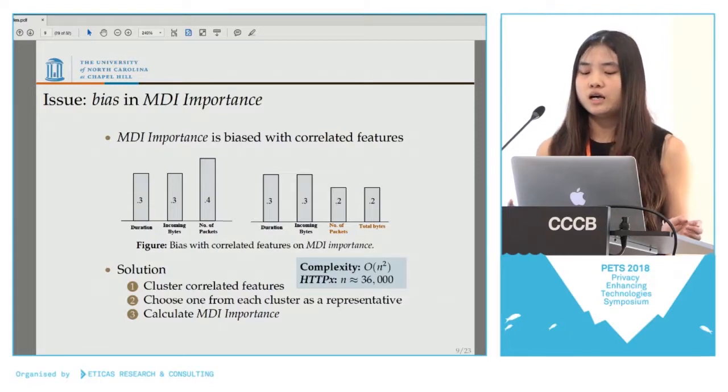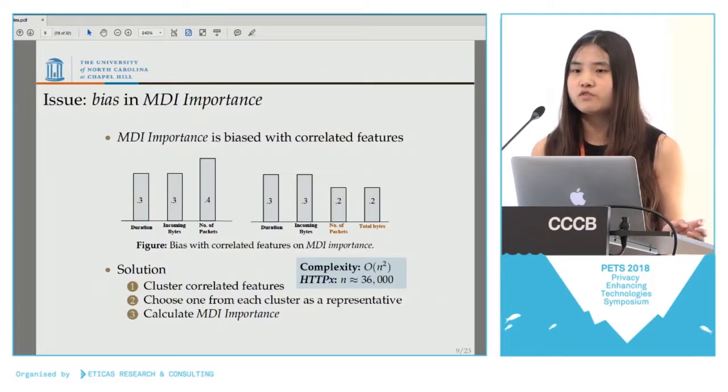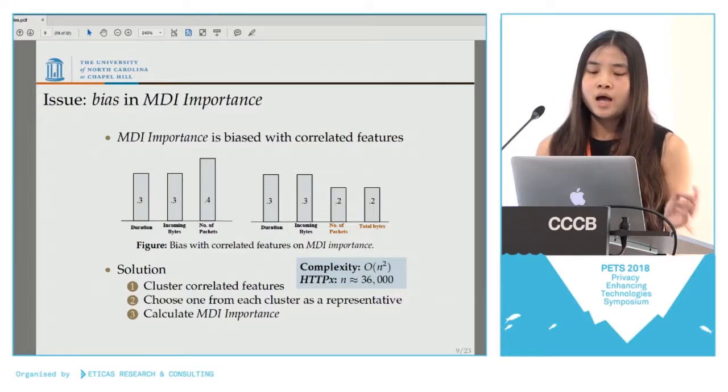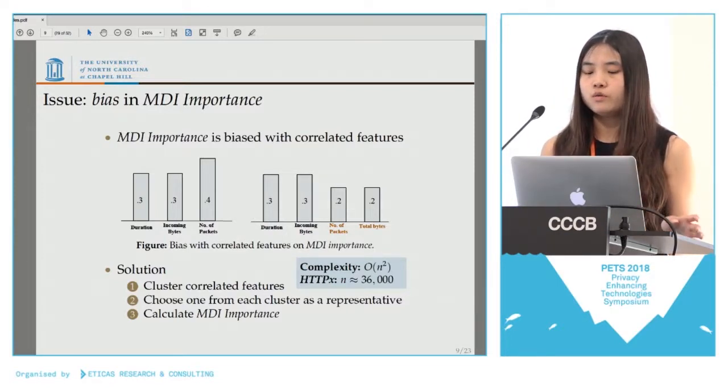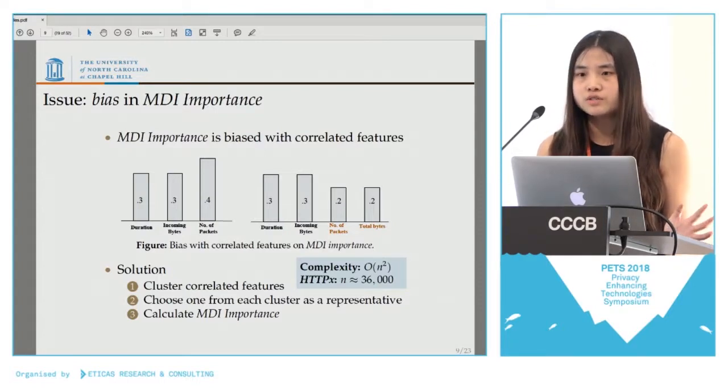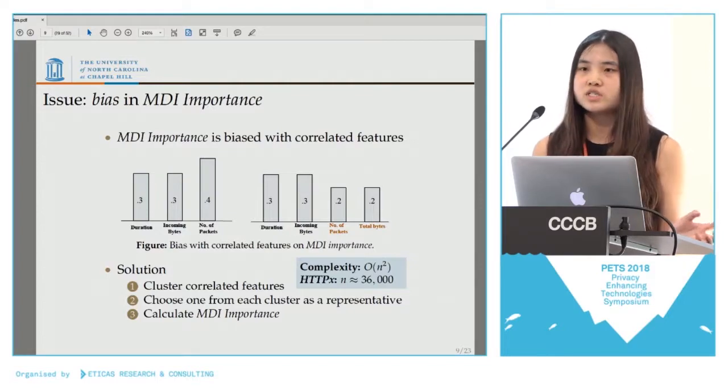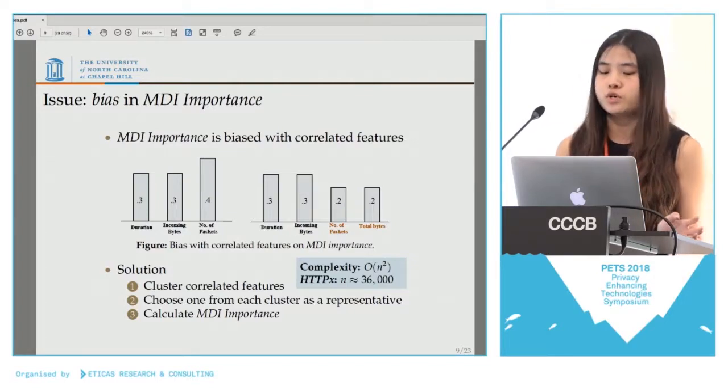However, the computation complexity for calculating the correlation between each pair of features is O(n squared), where in our case, n can be as large as 36,000. So computation efficiency is another thing we need to consider in this project.